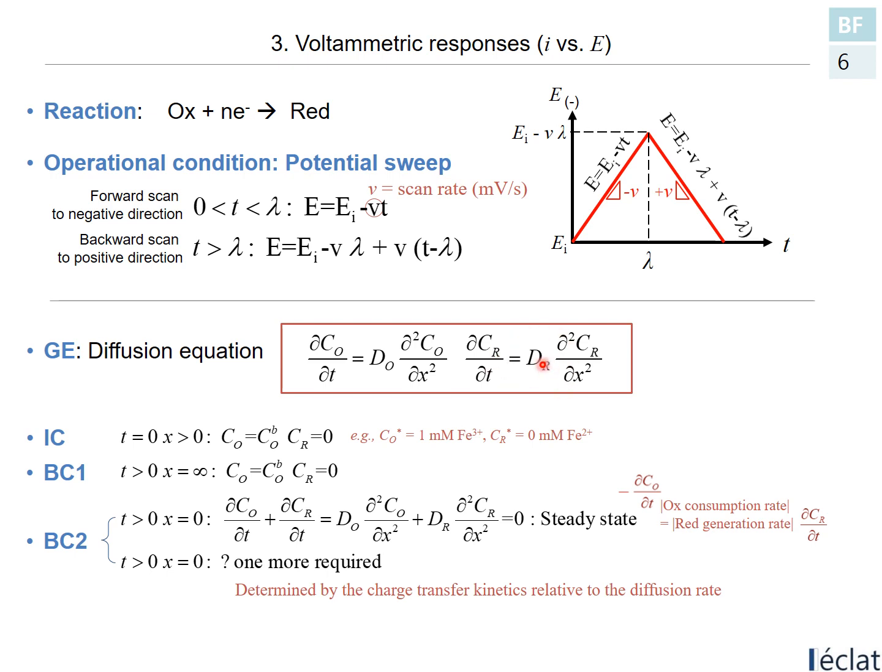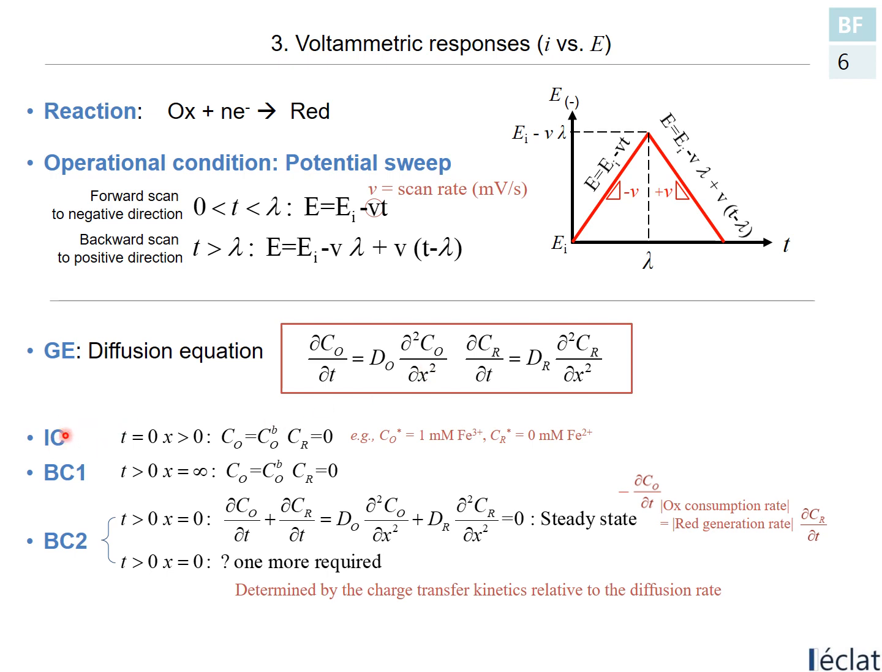So right now we have two PDEs, first order for the time variable and second order for the location variable. So we need to have two initial conditions and four boundary conditions.